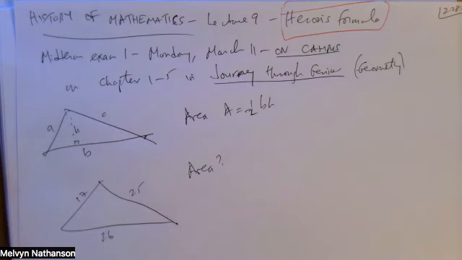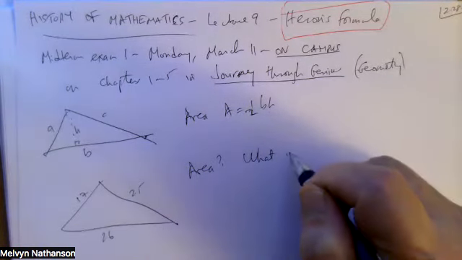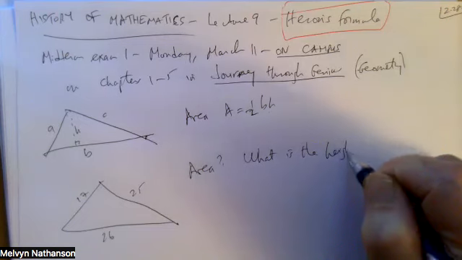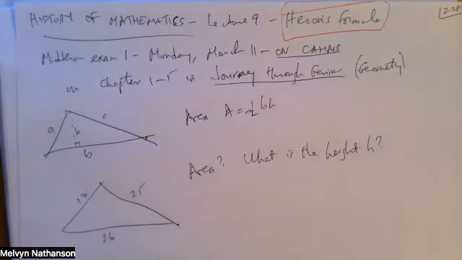Well, if you want to use this formula, you have to know the height. The area is half the base times the height. But for this triangle, what is the height? And the answer is, you don't know. I mean, there may be some sophisticated way to calculate it, but you don't know. So that means for a simple triangle like this, you can't find the area. So we have this formula, but it's not always useful.